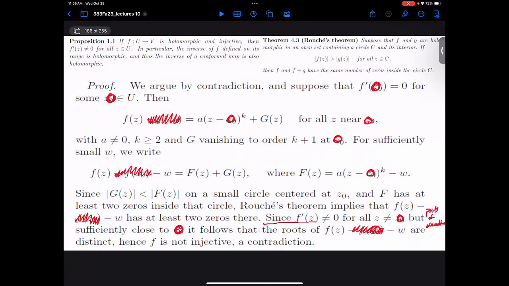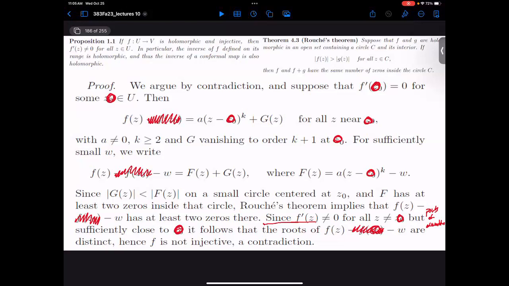Who knows what the WLOG stands for? Without loss of generality. So when you're doing problems like this, make your life as simple as possible. Without loss of generality, if you're looking at a point that's special, what is that special point? Zero. And without loss of generality, what's the value of the function at zero? Zero. Typically, we can do this to just make things a little bit easier.